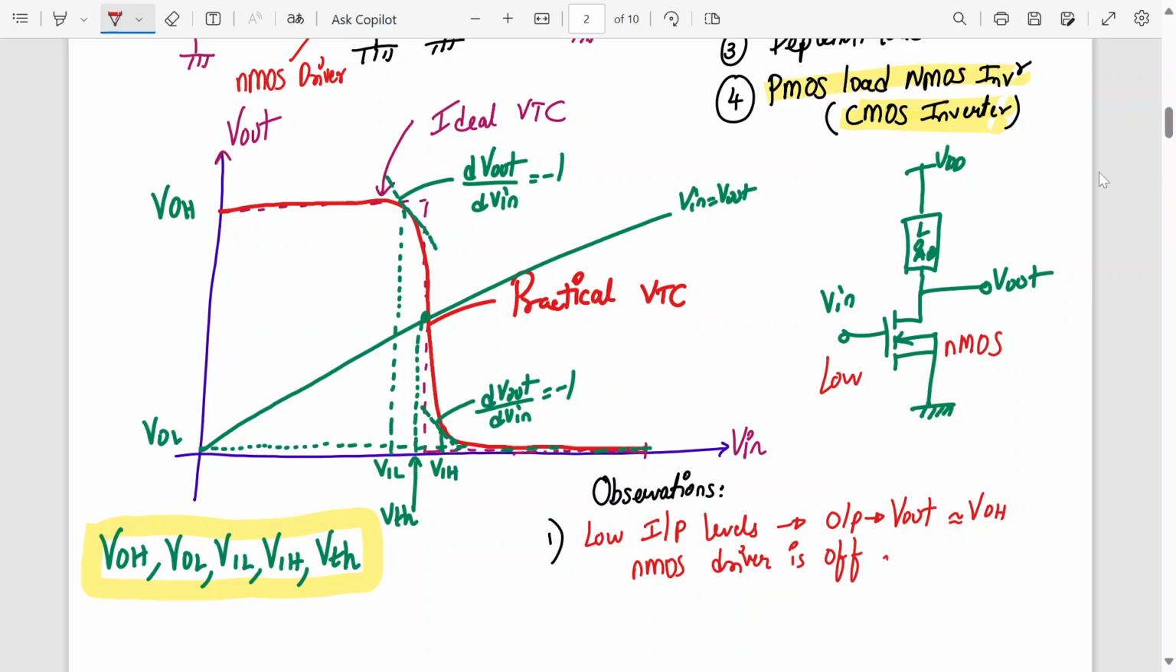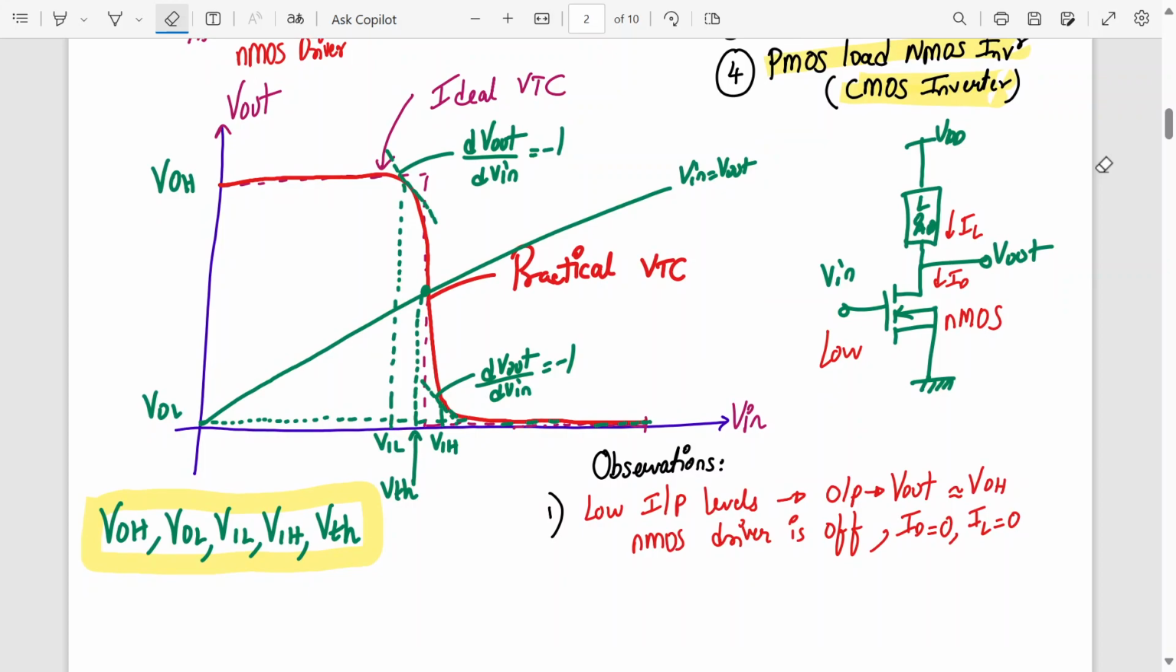So if this NMOS driver is off, what will be my current? The current through this NMOS, ID, will be 0. Yes? So IL will be equal to 0. If there is no voltage drop across the load, Vout will be equal to VDD. That is what it is, right? So therefore my Vout will be equal to VOH. That is what we have written earlier actually.